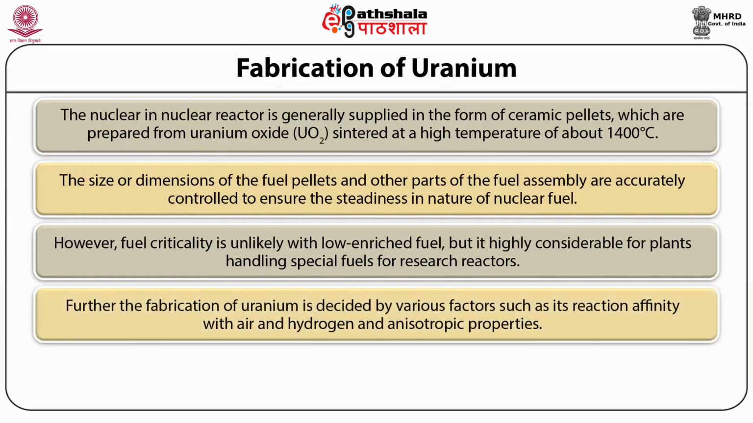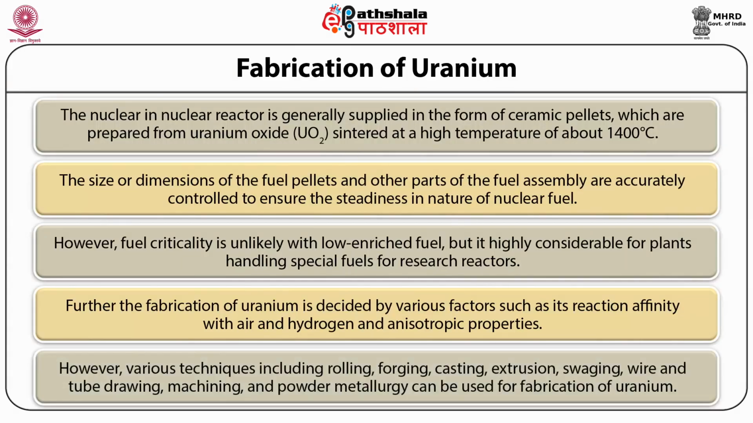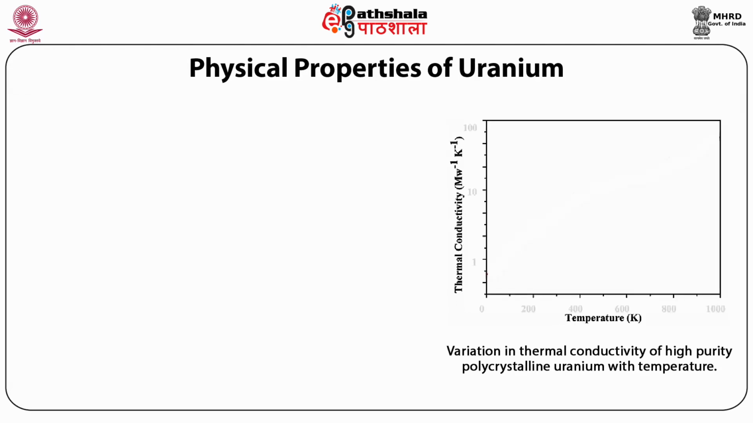Further, the fabrication of uranium is decided by various factors such as its reaction affinity with air and hydrogen and anisotropic properties. However, various techniques including rolling, forging, casting, extrusion, swaging, wire and tube drawing, machining, and powder metallurgy can be used for the fabrication of uranium. Now let us discuss the physical properties of uranium and a little bit about its crystal structure.